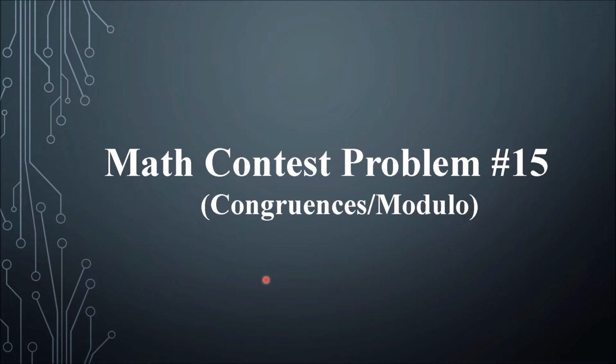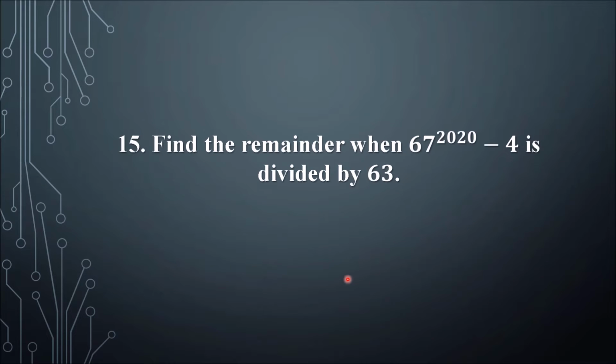Math contest problem number 15. Congruences, modulo. The problem is, find the remainder when 67 raised to 2020 minus 4 is divided by 63.